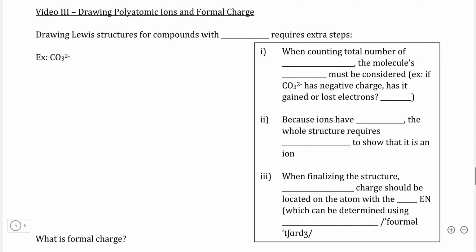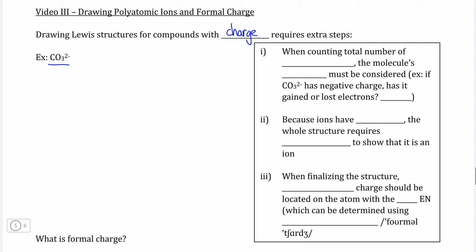In our final video in our series on Lewis structures, we're going to investigate how to draw the Lewis structures of covalent compounds that actually have charge. If this sounds familiar, that's because we're going to learn how to draw polyatomic ions.